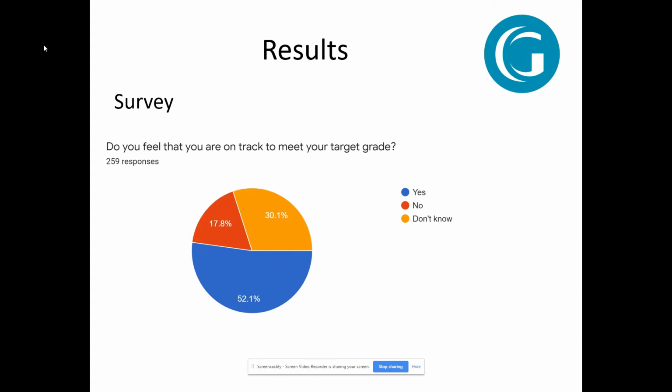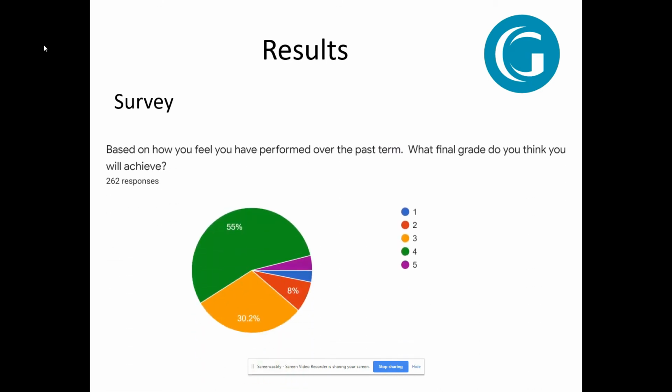When asked, do you feel that you're on track to meet your target grade, over half have stated yes, and just under a third have said that they don't know, which is quite interesting. Based on how you feel you've performed over the past term, what final grade do you think you will achieve? The majority of learners are quite confident in that they're going to achieve a grade 3 or a grade 4.